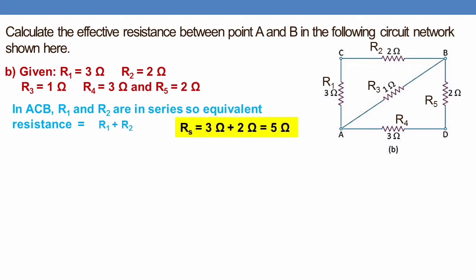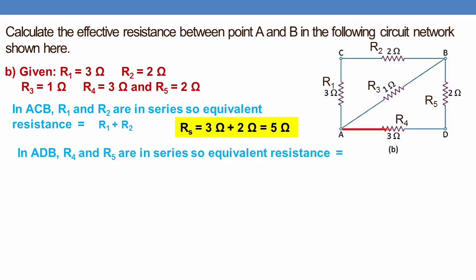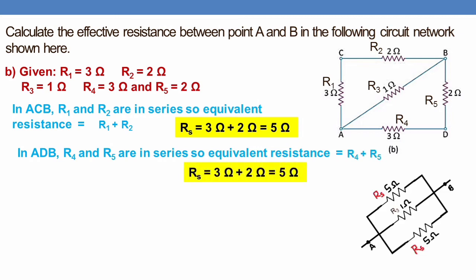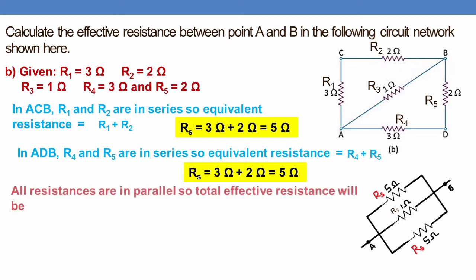Similarly, in the arms A, D, B, the resistors R4 and R5 are in series. Again add them up and you get an equivalent resistance for that part of the circuit also. Now these two effective resistances are actually in parallel with the resistor connected in the length AB. So the two equivalent resistances and R3 are in parallel.